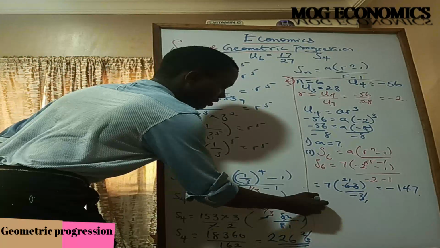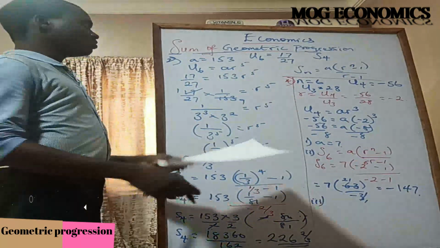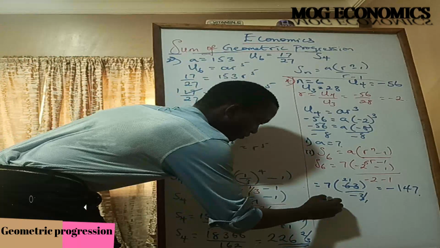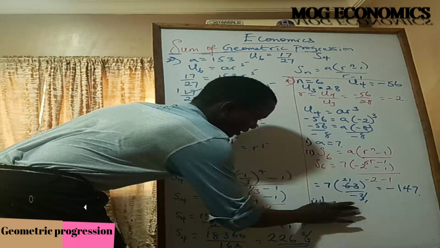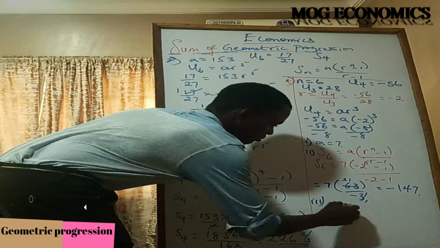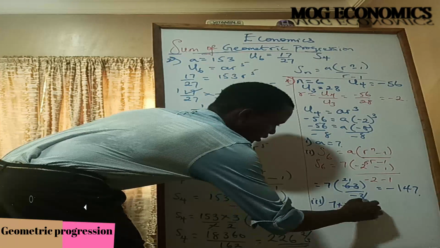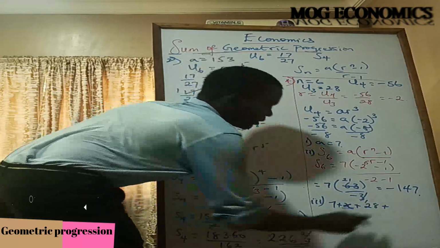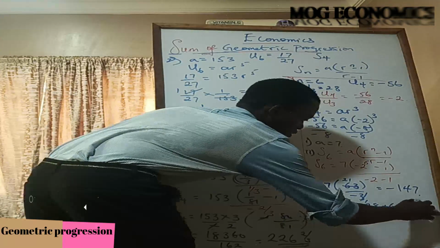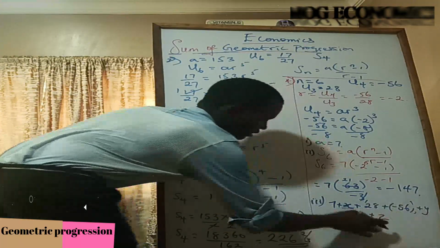Now the last question says find the complete series. So we have our first term, which is 7. We don't have our second term, so I can call that X. We have our third term, 28, and our fourth term, minus 56. Then we don't have Y, we don't have Z. So 1, 2, 3, 4, 5, 6, these are the 6 terms.